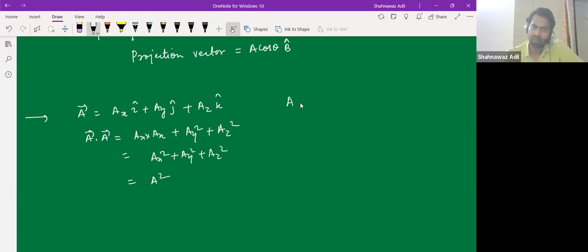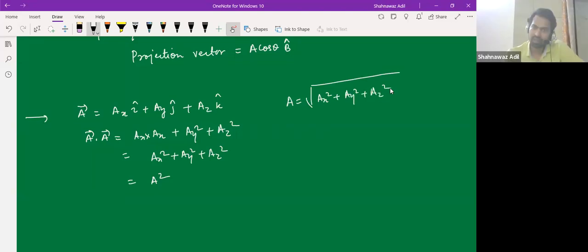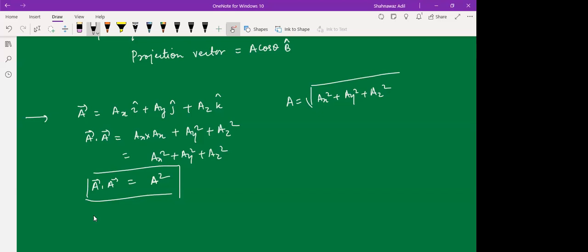Because the magnitude of A is how much? Root of AX square plus AY square plus AZ square. Right? So if I square this, I'll get this one. Understood, everyone? So if I take the dot product with itself, I get A square. So up to this point, do you guys have any doubts? No, sir. Ilham and Amna, this we already did, right?